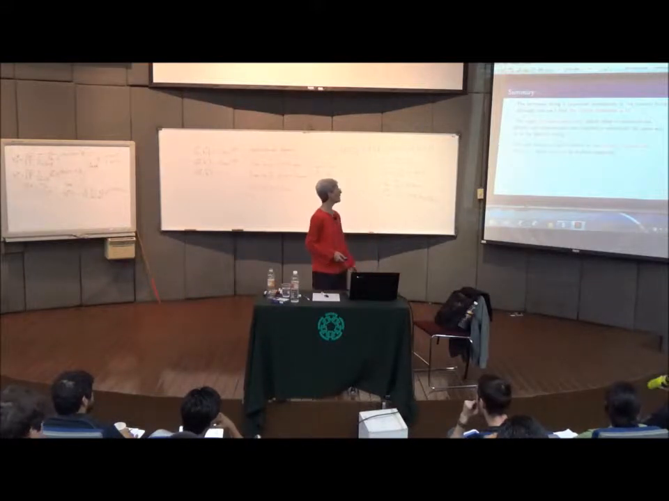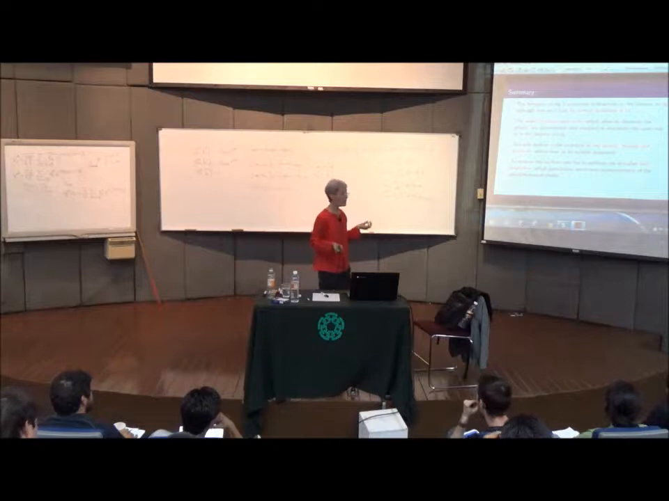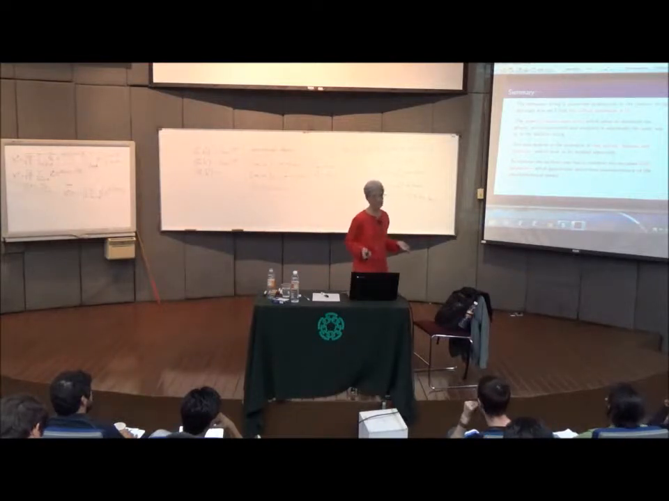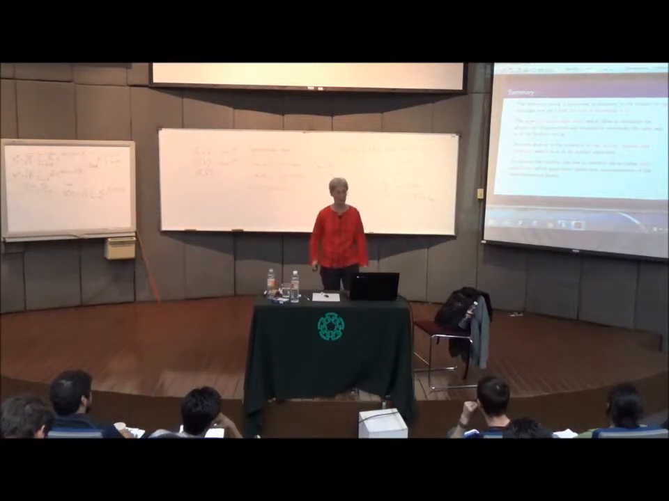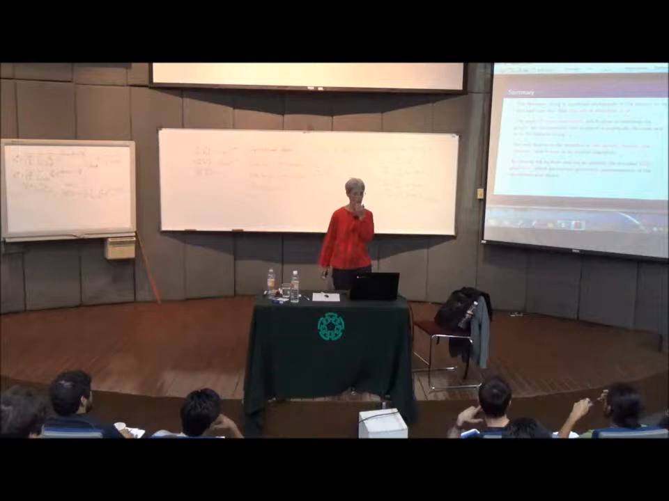Okay, so let me comment a little bit on what we are going to do. The quantization of the fermionic string follows the same steps as in the bosonic string, but now we will find that the critical dimension is 10 instead of 26.